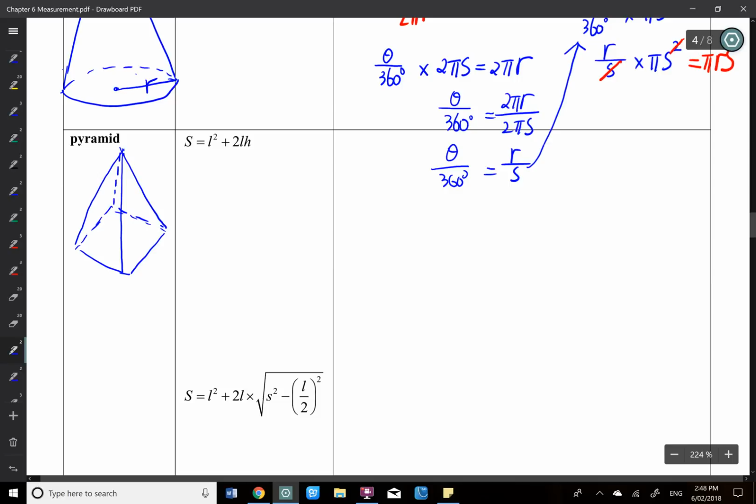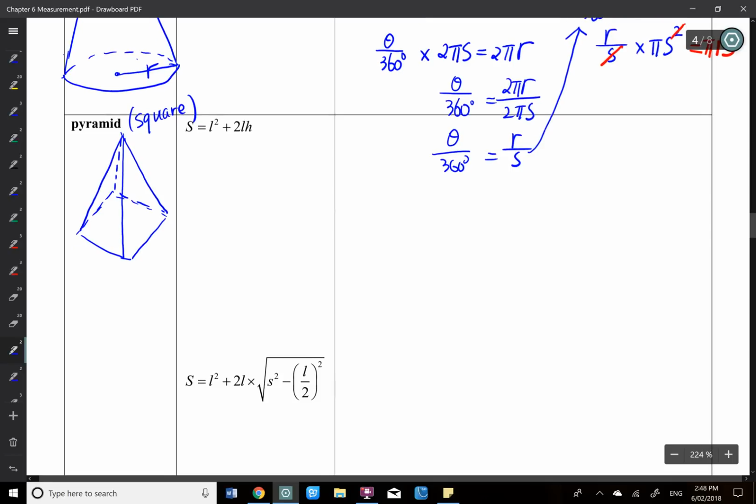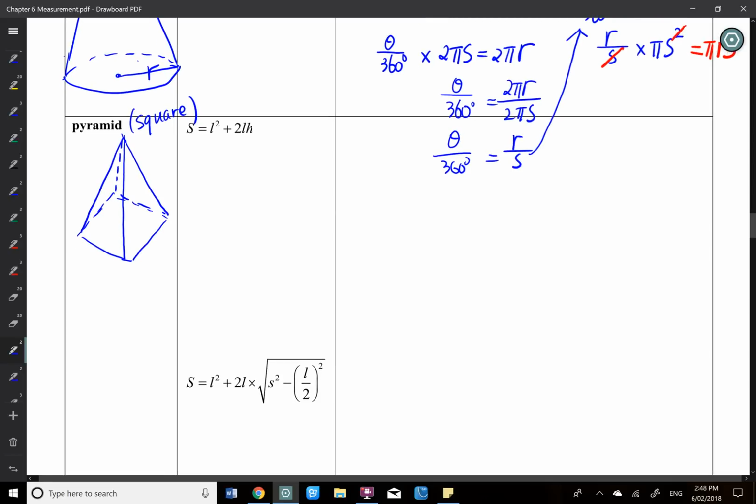Square pyramid. Okay, what we talk about is a square pyramid. Let's put a square. So it's a square at the bottom. So we are talking about the square pyramid. So we need to sketch two. The top one, this one, the L. The L is the base. Okay, the base, which is L.